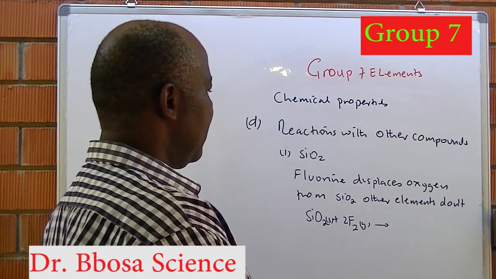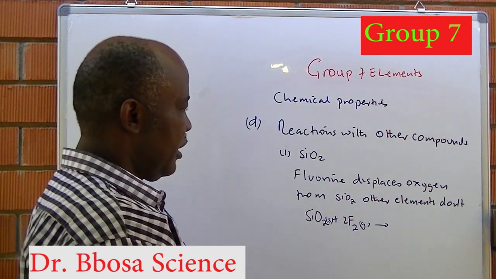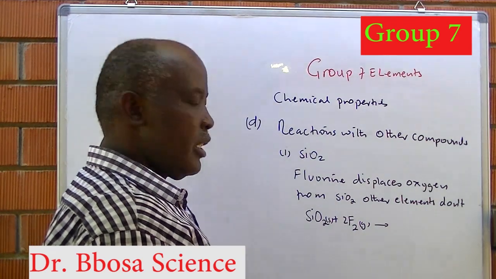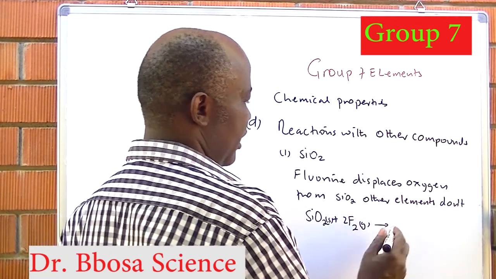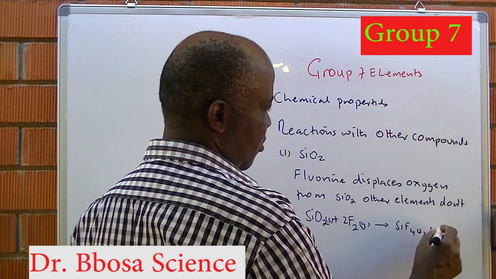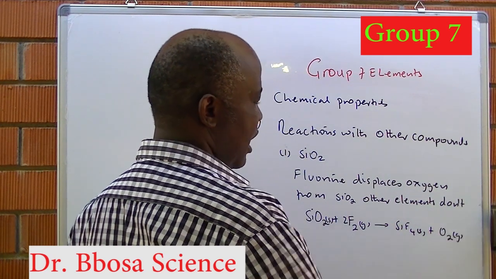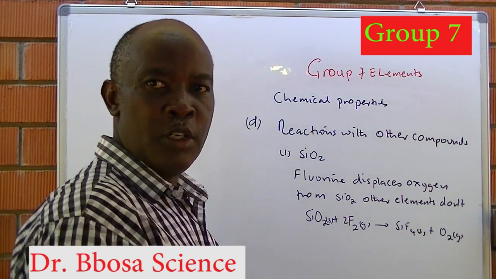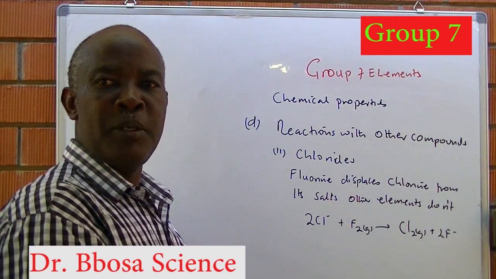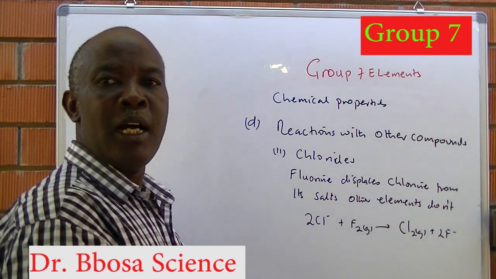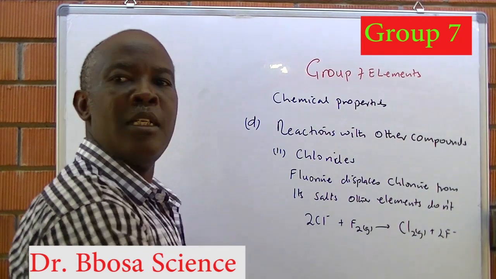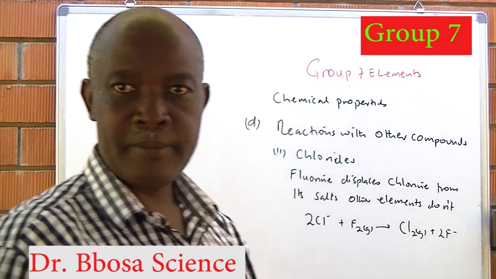Reactions with other compounds. 1. Silicon dioxide. Fluorine displaces oxygen from silicon dioxide. Other elements don't. Silicon dioxide plus fluorine, you get silicon tetrafluoride plus oxygen gas. 2. Chlorides. Fluorine displaces chlorine from its salts. Other elements don't. Chloride ions plus fluorine, you get chlorine gas plus fluoride ions.